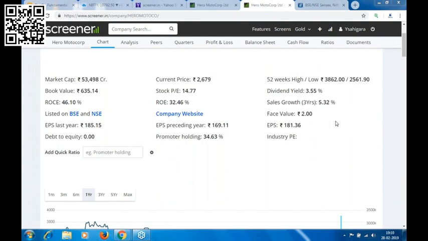So the key ratios that we need to look into while analyzing a company are, first, that the EPS of the company should either remain constant or increase on a year-to-year basis. It should be a dividend paying company. ROE, that is the return on equity, should be more than 15%.